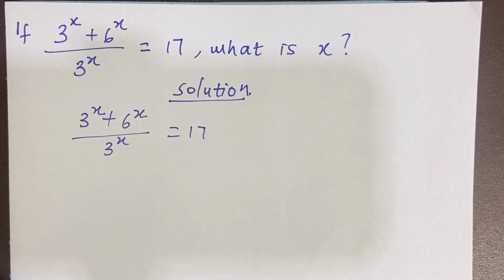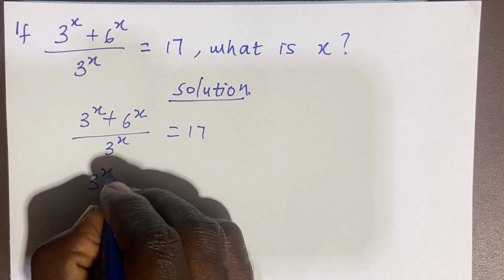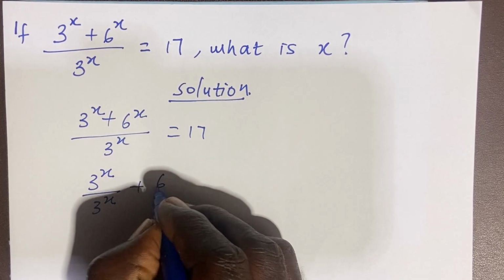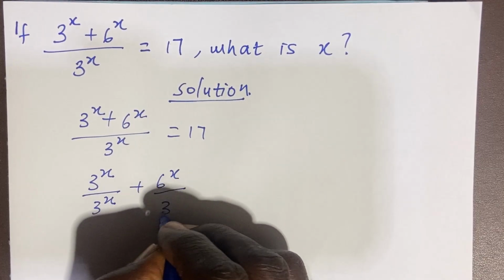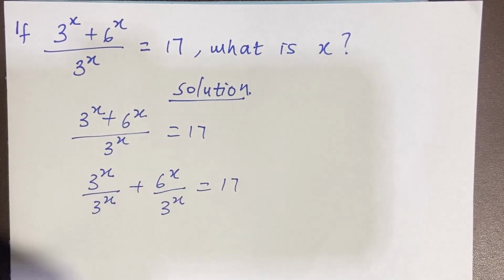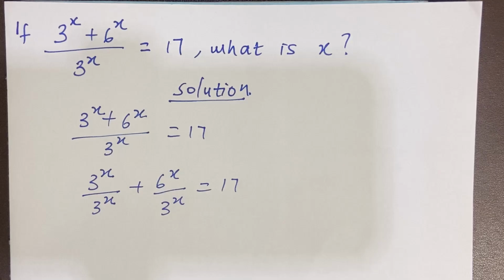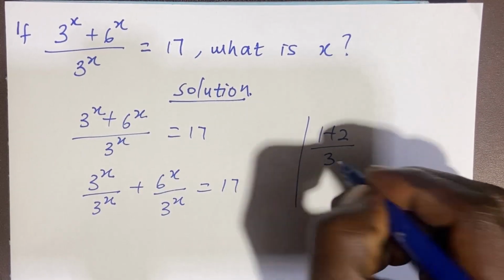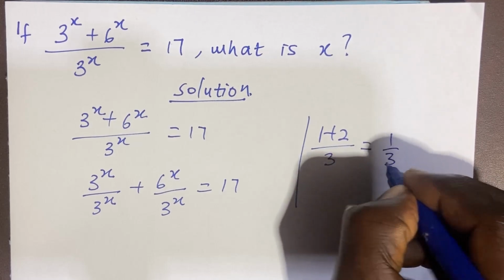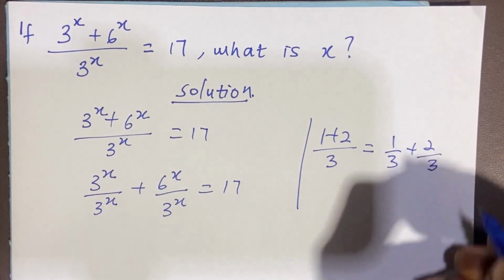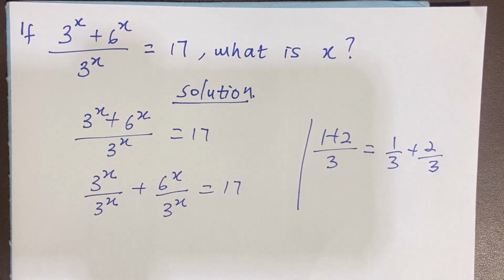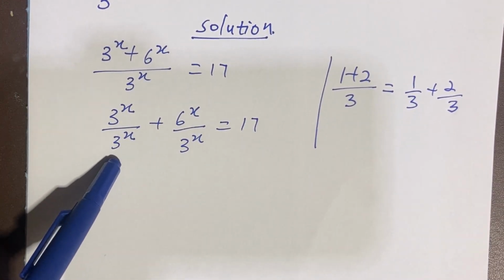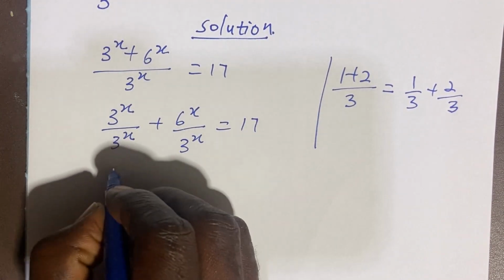This can be written as 3^x / 3^x + 6^x / 3^x = 17. This is just our knowledge in algebra. If I have (1 + 2) / 3, this is the same as 1/3 + 2/3. So that's what we are applying over here. From this, I have 3^x / 3^x. They are the same. Therefore, we are getting 1.